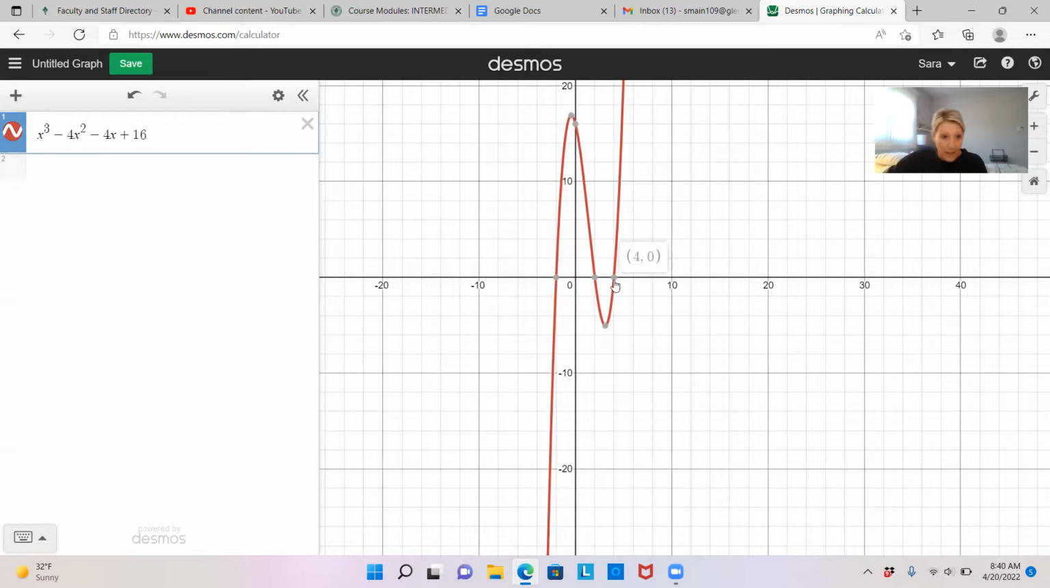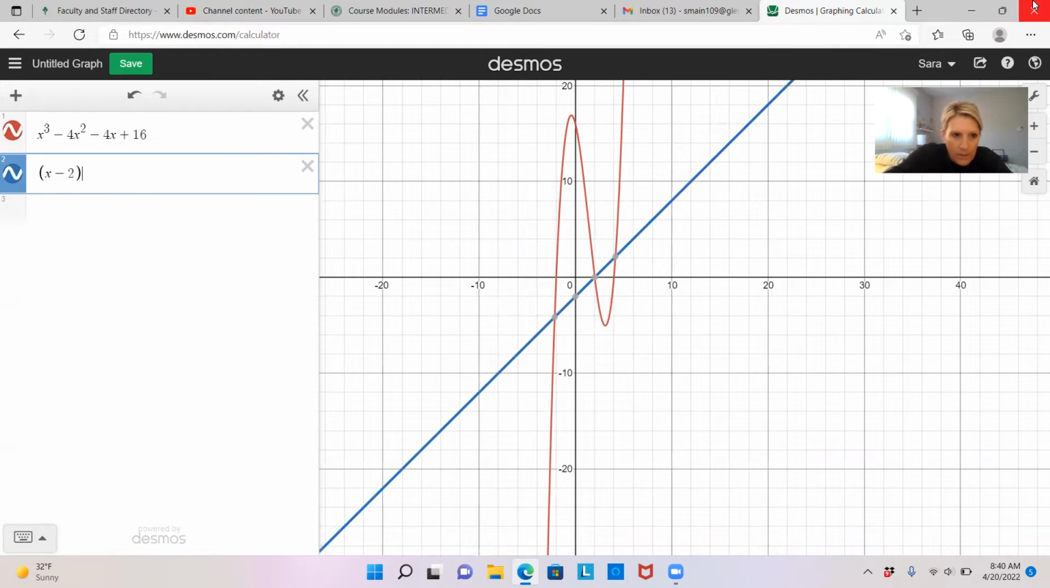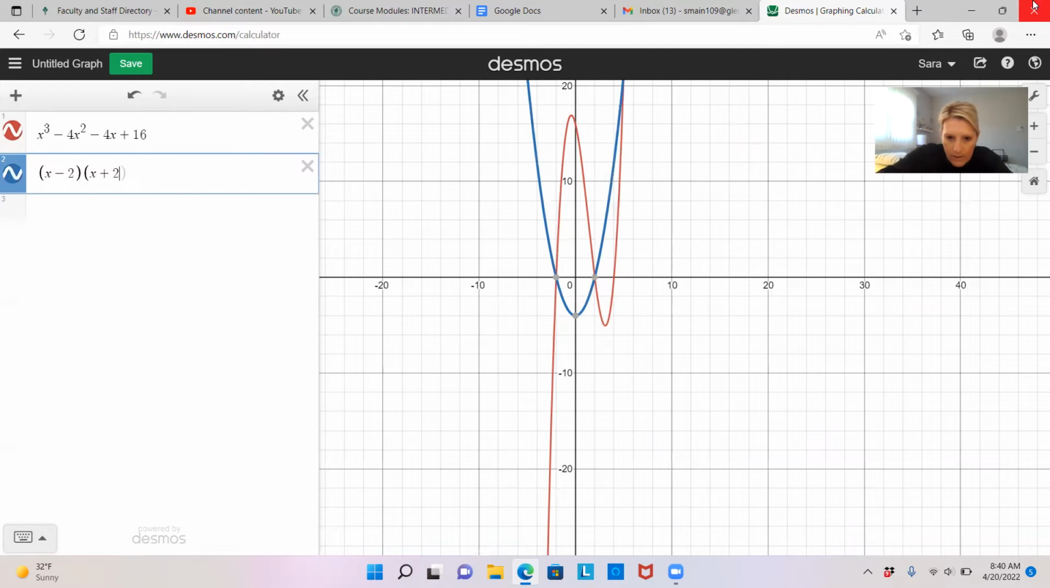Now, we actually could have originally just done this. Once we got our binomials, we could have just said parentheses x minus 2 times parentheses x plus 2 times parentheses x minus 4, and it would have formed the same exact graph. So you could have just put the binomials in right there. So cool.